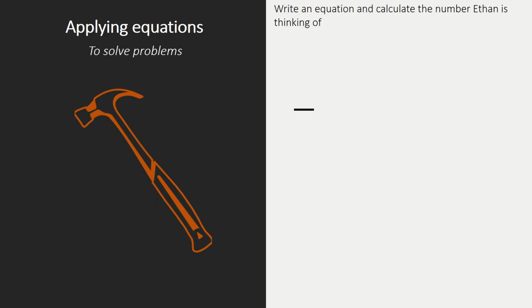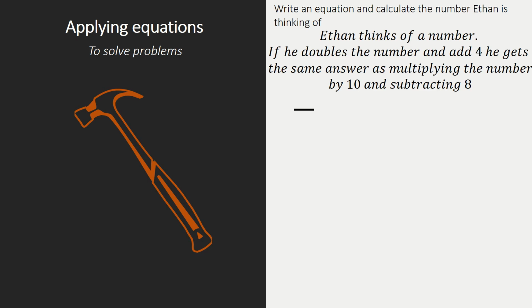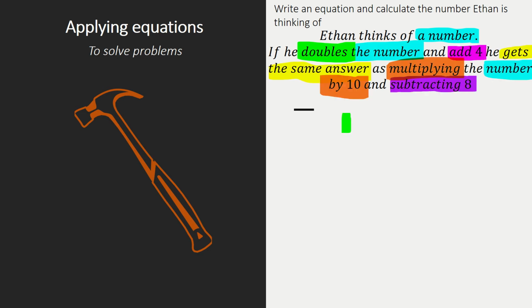Alright, we need to write an equation and calculate the number Ethan is thinking of. So as we just saw, Ethan is thinking of a number. If he doubles a number and adds 4, he gets the same answer as multiplying the number by 10 and subtracting 8. We already saw how we could write the equation: 2x plus 4 equals 10x minus 8. Now we need to have a look at what number Ethan is thinking of.